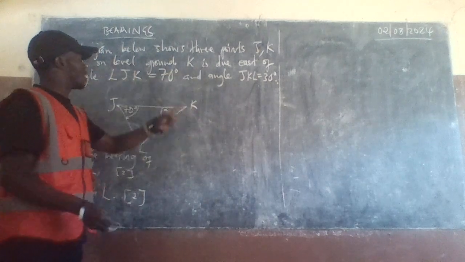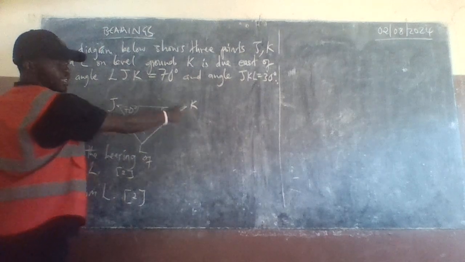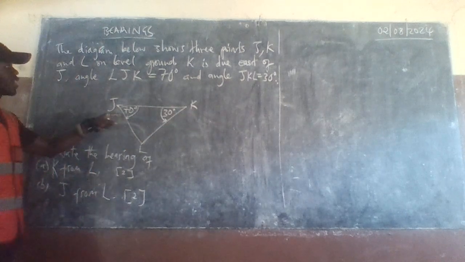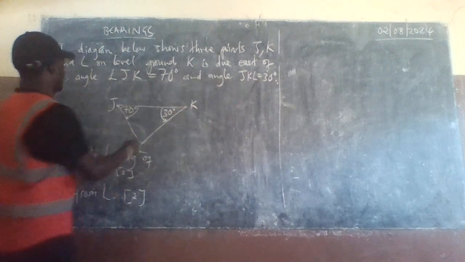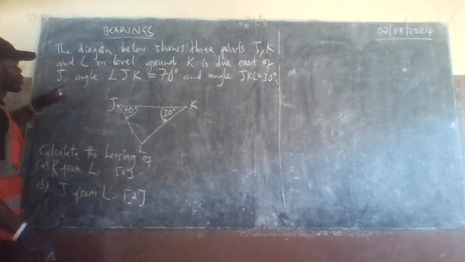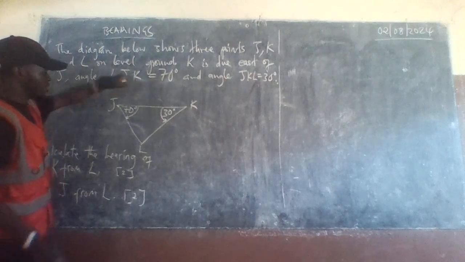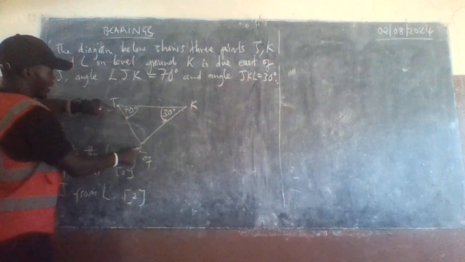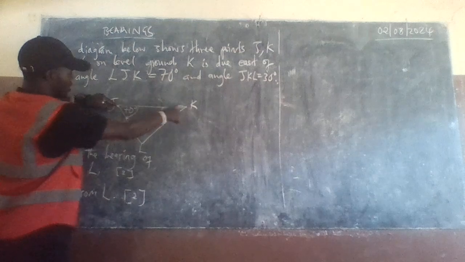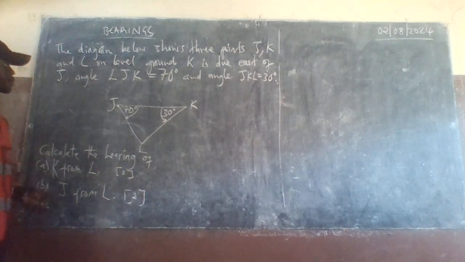K is due east of J. So K is to the east of J. That's the meaning there. When they say K is due east of J, it means K is to the east of J. Angle LJK is 70 degrees. So an angle is always on the middle letter.